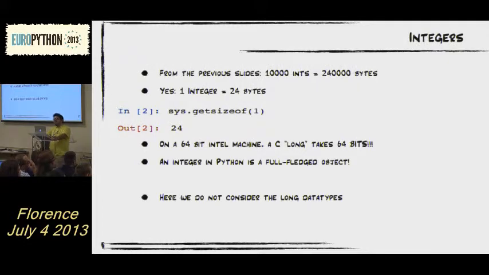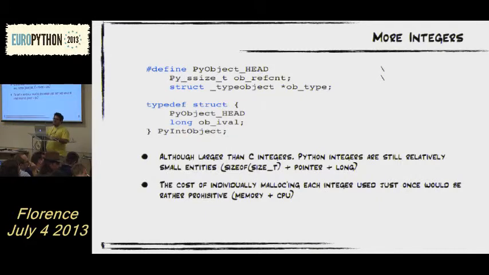The thing is, an integer in Python is a full-fledged object. It's not just a box in your stack, okay? It's something more. And here we do not consider the long data type that expands and it's more complex. This is just a simple integer, okay? It's implemented like this. This is just the head of all Python objects, which contains this field for reference counting, or ob_refcnt, and a pointer to the base class, okay? So all CPython objects have that.